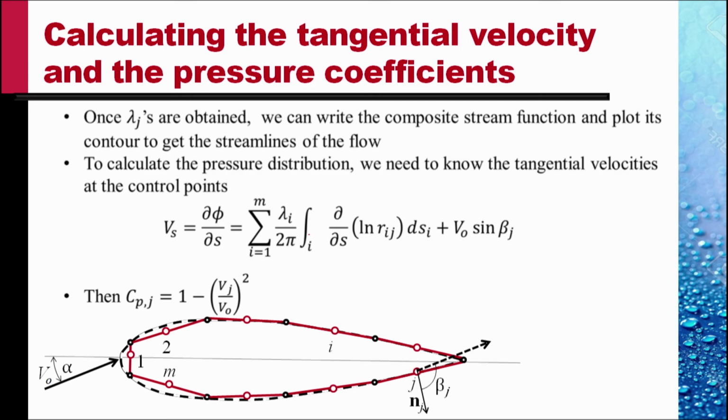Once lambda j's are obtained, we can write the composite stream function and plot its contour to get the streamlines of the flow. To calculate the pressure distribution, we need to know the tangential velocities at the control points, which are obtained from this expression. Then the coefficient of pressure at the jth control point is nothing but 1 minus Vj by V naught whole square.